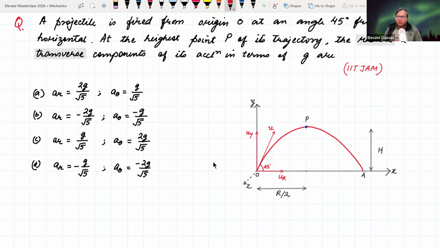So you're familiar with polar coordinates. You know how to draw the position vector. You know what is the radial direction. You know what is the transverse direction. Please find out the radial and the transverse acceleration component at the highest point. Options are also given to you.